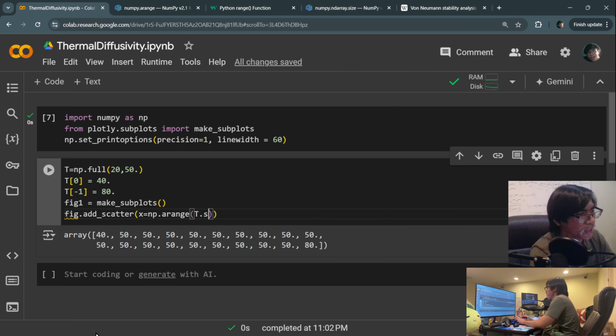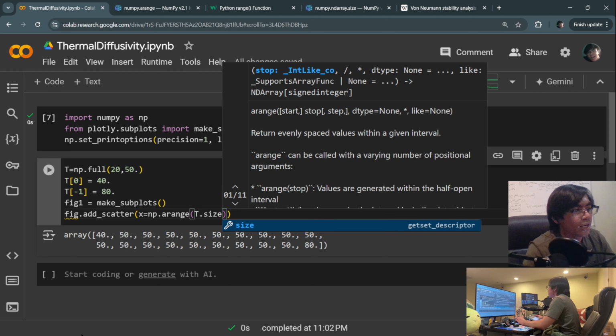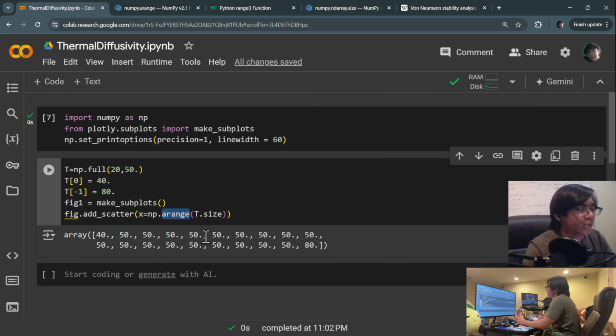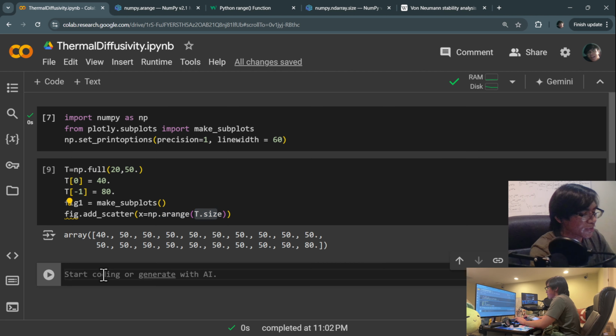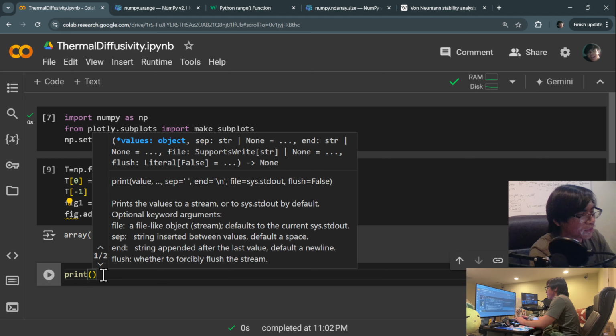So this is going to be the size again. Size captures the number of elements in our temperature array. np.arange returns a list or an array of integers up to that number. I guess it makes more sense if I put it on display here.